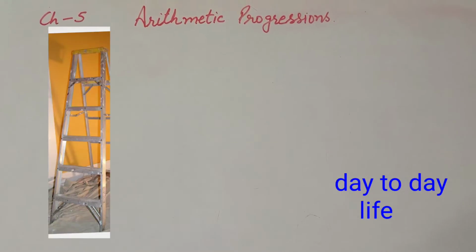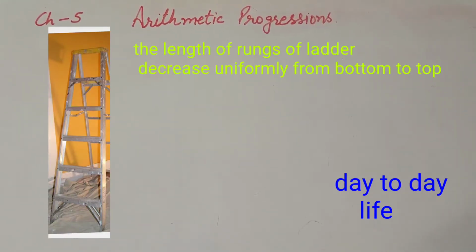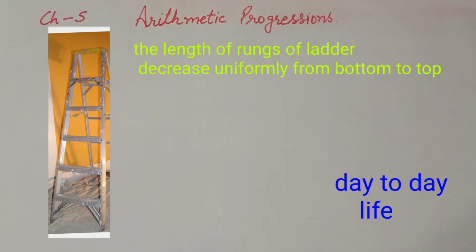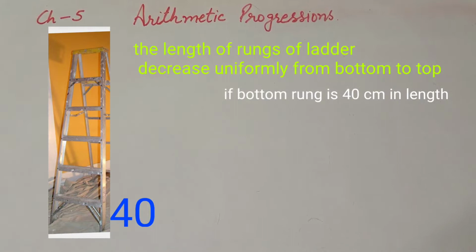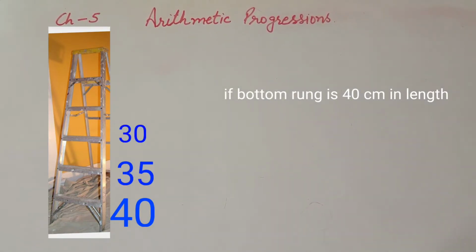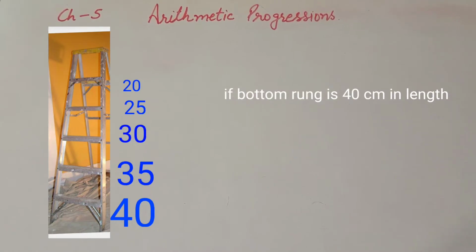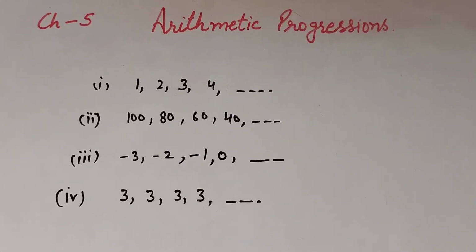In day-to-day life we also see patterns, like the rungs of a ladder. The length of the rungs of a ladder decreases uniformly from bottom to top. If the bottom rung of the ladder is 40 cm in length, then it decreases uniformly by 5 from bottom to top. We also see patterns in numbers.